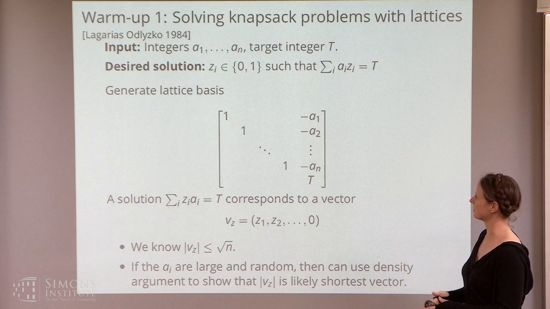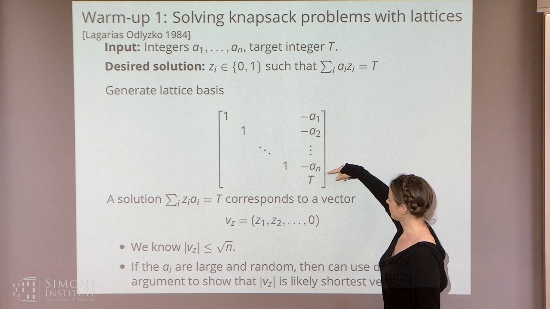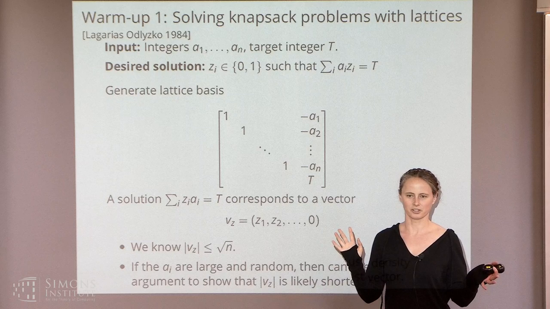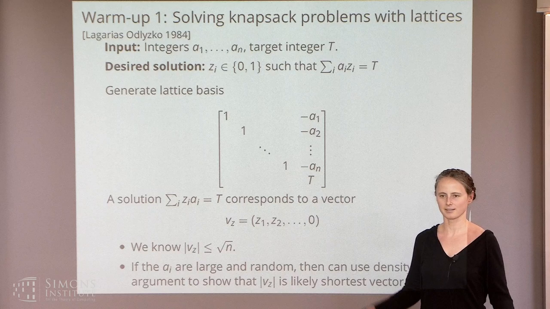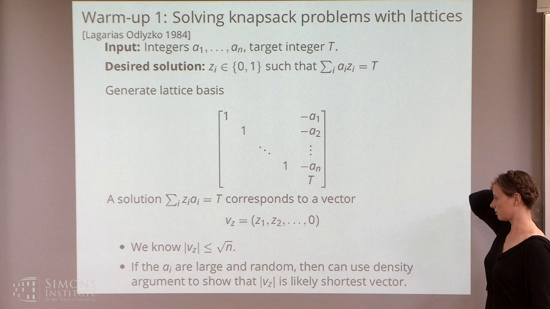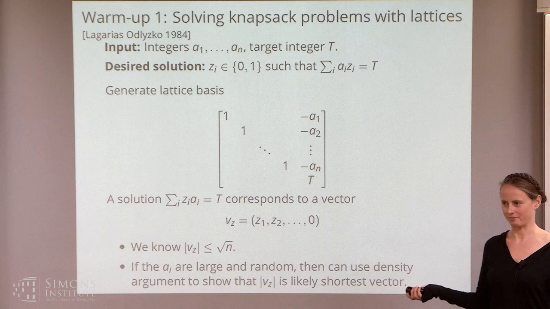So the attack outlined by Lagarias and Odlyzko, and there's a bunch of different versions of this. The simplest version is the knapsack lattice basis. So these are row vectors, right? And if you find some subset of these rows that zeroes out this last coordinate, then you get a one in all of these locations, and this should be a small vector, and in fact you expect it to be less than square root of n in length. And if these AIs are not too large or not too small, and they're chosen randomly according to some useful distribution, then you can use some density argument to show that this desired vector is likely the shortest vector. And then you can hope that some lattice reduction algorithm will find it.